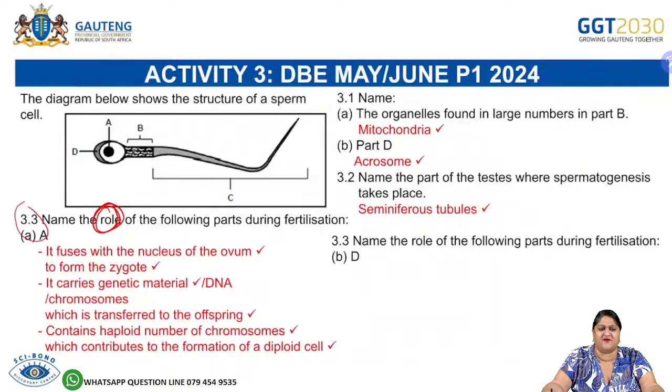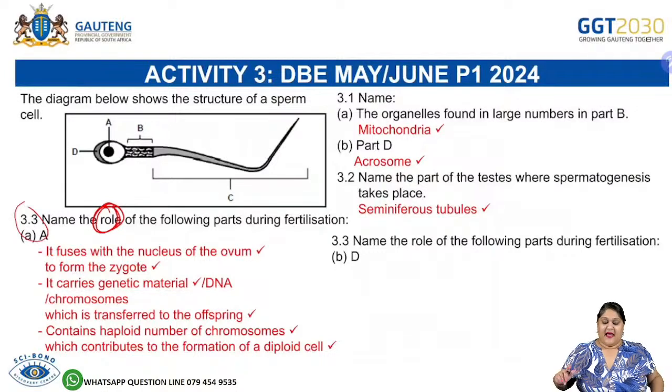You need to explain the role of it. It's another way of saying, what is its place? It's not just about the fact that it fuses with the nucleus. You needed to say more to get 2 marks. So you had to say it fuses with the nucleus to form the zygote. That's its purpose or role, that's its place. And it carries genetic material, which is then going to be transferred to offspring. Can you see why that's a full answer? You would only get 1 mark if you just said it fuses with the nucleus of the ovum.